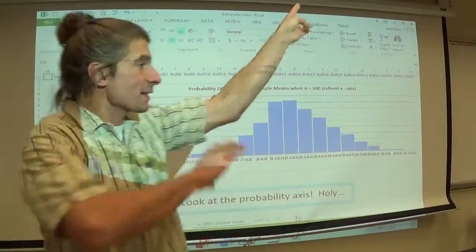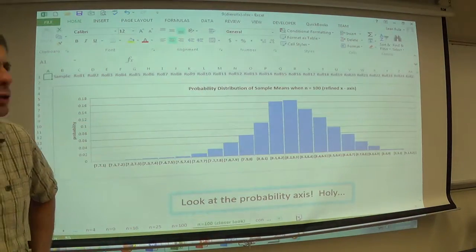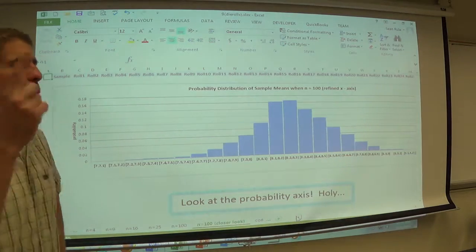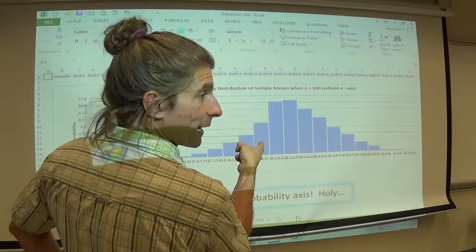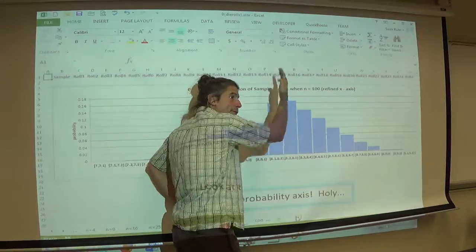There are 3 things that this is showing us, 2 of which I think you guys are buying pretty well, correct? You're buying the fact that the bell curves we're getting are roughly centered at the average of the population.